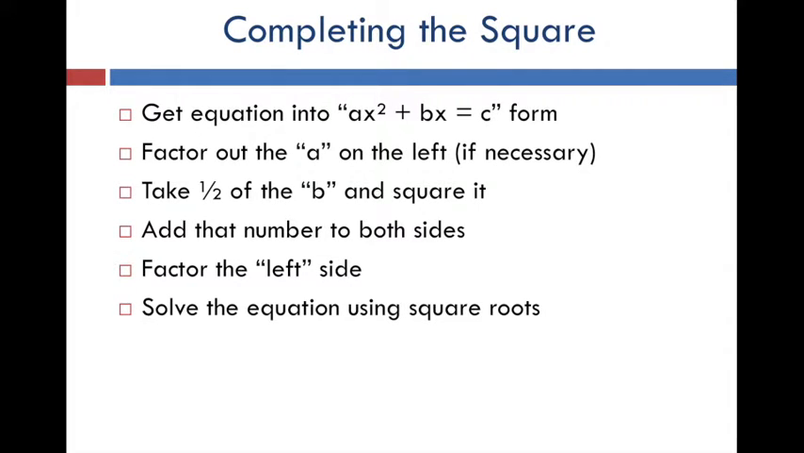Completing the square steps. Get equation into ax squared plus bx equals c form. Factor out the a on the left side if necessary. Take half of b and square it. Add that number to both sides. Factor the left side. Solve the quadratic using square roots.